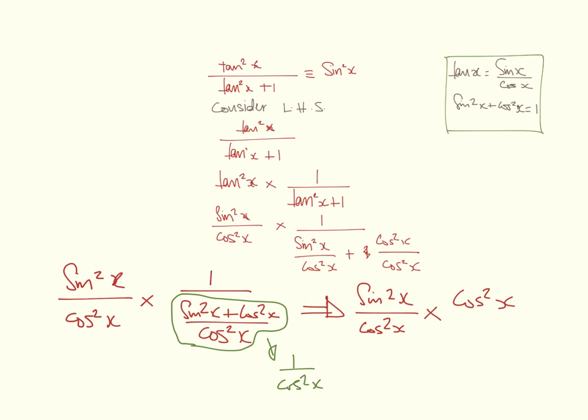This and this cancel each other out. Goodbye, goodbye. And what am I left with? Sine square x. So my final answer is sine square x, which is identically equal to my right-hand side. Well, that was a bit of a challenge, wasn't it? But you have to think outside the box for it. Let's have one last one before we end the video.